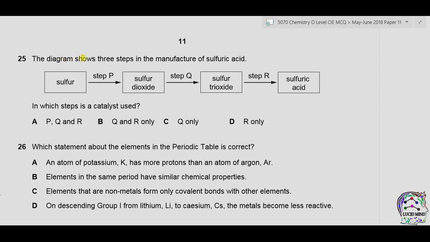Question 25. The diagram shows 3 steps in the manufacture of sulfuric acid. In which steps is a catalyst used? Now catalyst is used in a reversible reaction in which sulfur dioxide reacts with oxygen in the presence of vanadium pentaoxide, which is V2O5, to form sulfur trioxide. As this is the only step in which catalyst is used, so therefore this is step Q. Answer is therefore C.